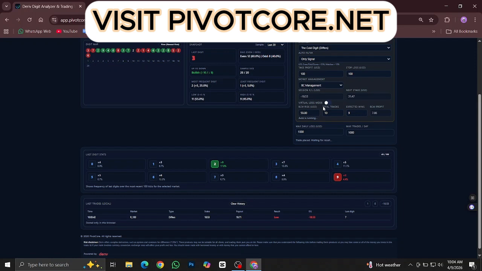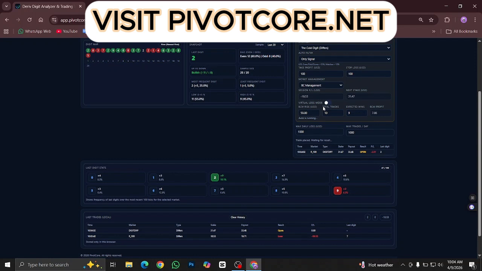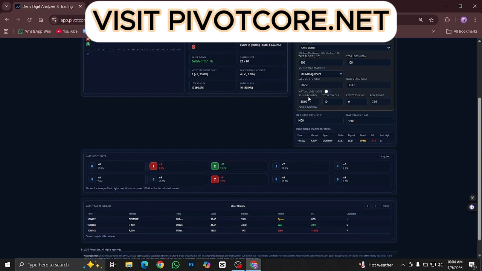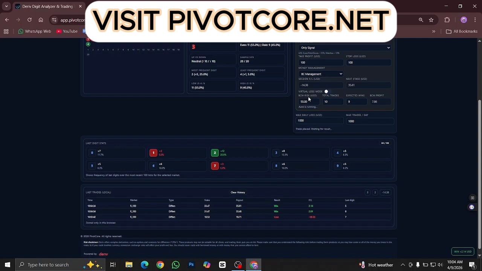Before we jump into the live trades, let's talk about why I chose PivotCore.net. Most traders fail because of two things: emotions and slow execution. When you trade manually, a split-second delay can be the difference between a win and a loss. PivotCore removes those barriers. It's an automated interface that connects directly to your Deriv API. It's designed to be lightweight, fast, and most importantly, user-friendly. You don't need to be a programmer to use this. Whether you're using a mobile phone or a PC, the platform is optimized to give you the best possible entry points based on real-time market data.